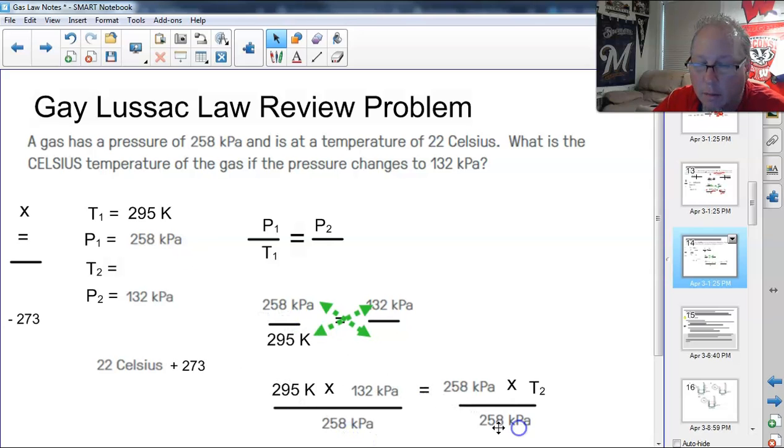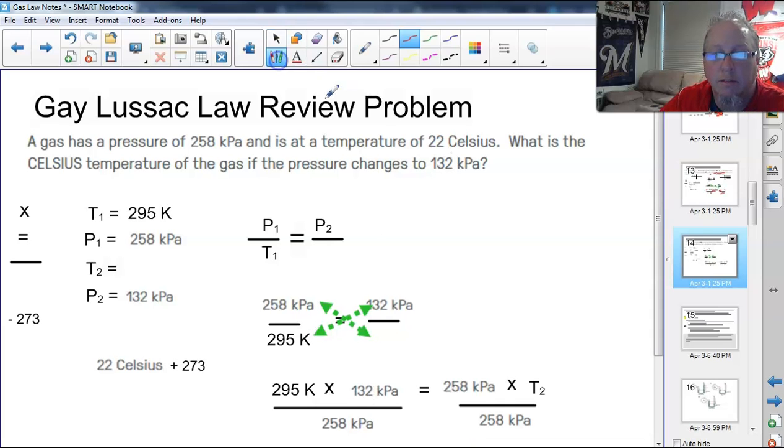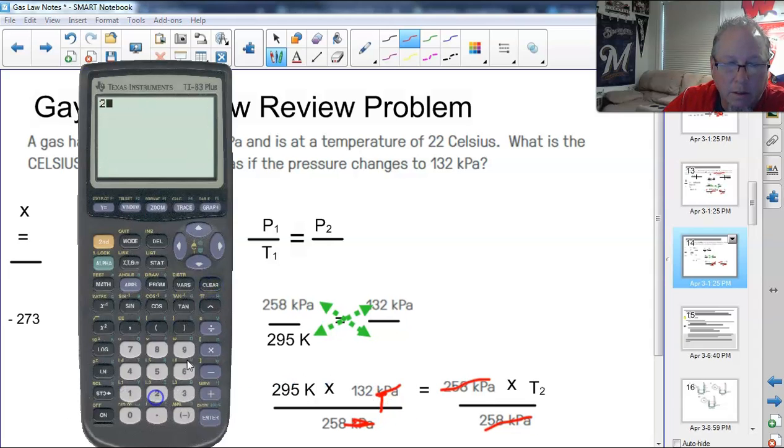And this is again, pressure can be any unit as long as the pressure on the top and the pressure on the bottom are the same. If you're being careful with your units at this point in time, you'd be like, oh yeah, my units for kPa are going to cancel out, and that's good because that way we know that the only unit that we have left is Kelvin. Over here, the 258 kPa and the 258 kPa will cancel out. So if I take out my handy dandy trusty calculator, 295 times 132, I like to hit enter, divided by 258. I am not done with the problem yet because this is a Kelvin temperature.